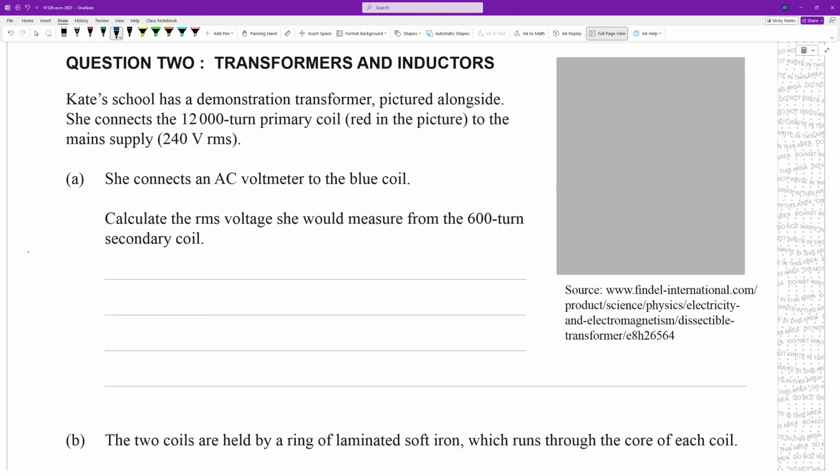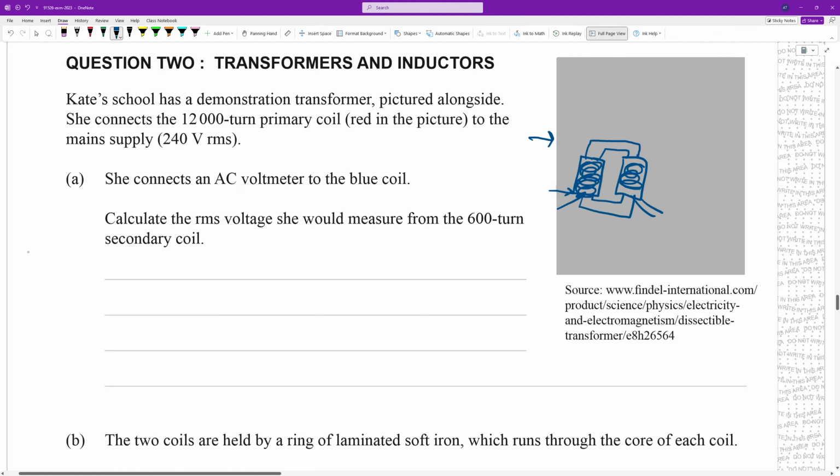Let's be honest. A kid at school has a demonstration transformer pictured alongside. Yep, right there. So it'll have coils, then a soft laminated core, usually made of iron, and we have copper wire around one, maybe less around the other. We plug something in, and we have some output.